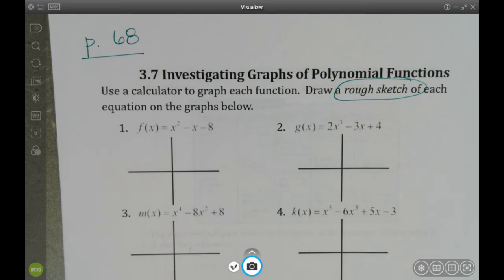Okay, so take some time. You're going to graph 6 things in your calculator. So go to y equals, type them in, then hit graph, and then sketch a rough graph of what that looks like.